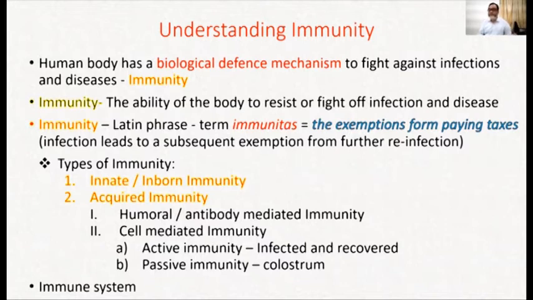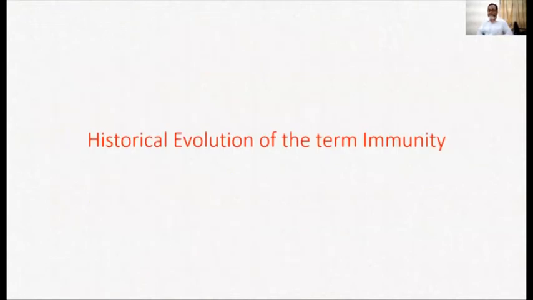And there are types of immunity also: innate immunity, inborn, and acquired immunity, and we have smaller components like humoral, antibody mediated immunity, cell mediated, active immunity, and passive immunity. Altogether, there is a complete immune system which regulates the prevention of infection and disease. That is the modern perspective. Now a little bit to understand the historical evolution.